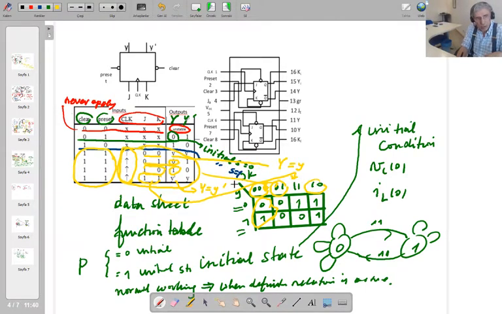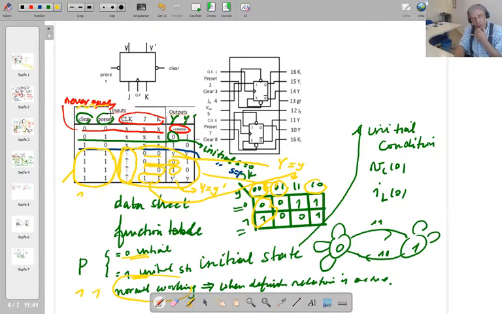This happened in this mode. That means preset and clear, both of them 1, 1. So I separated this normal working or theoretical working by setting preset and clear to 1, 1. And I use the preset and clear to set the initial state to 0 and to 1. So I use those two variables. Okay.